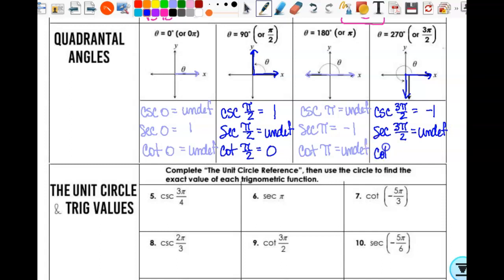Then cotangent of 3 pi halves. The tangent of 3 pi halves is undefined, which means the cotangent is 0. Okay? We good with that? So let's talk about that for a minute, because wording matters, like I said.